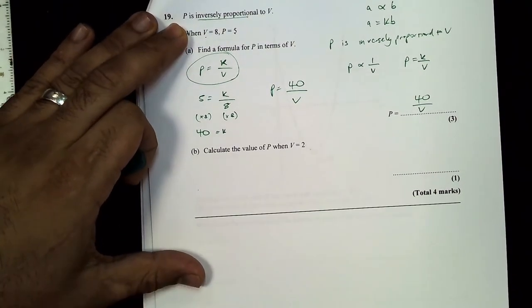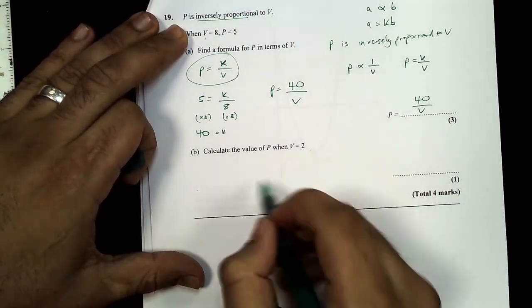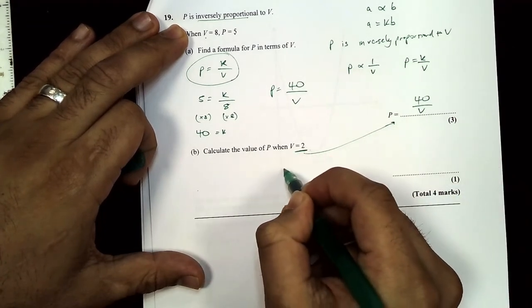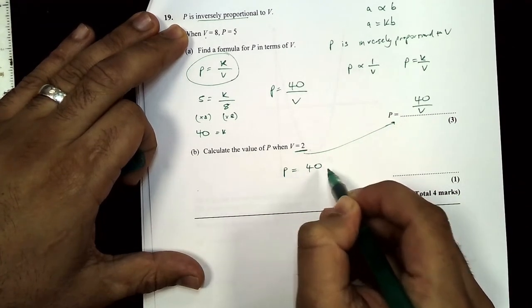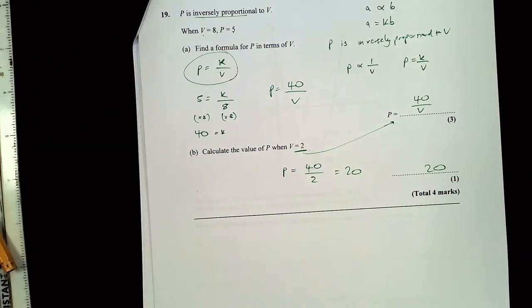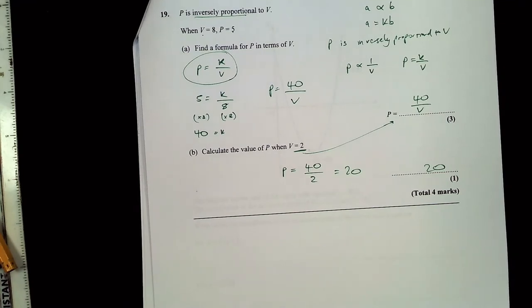And then it says calculate the value of P when V is 2. So I'm just going to substitute 2 into that formula I just worked out. What is P when V is 2? Well, 40 divided by 2 is 20, so the answer is 20. That's question 19. How many have we got left?